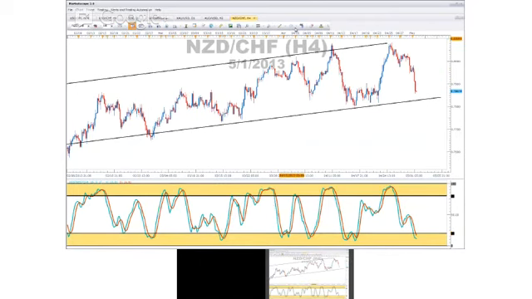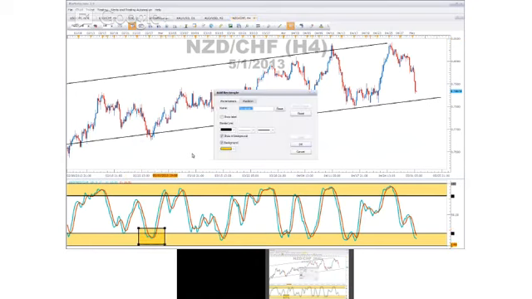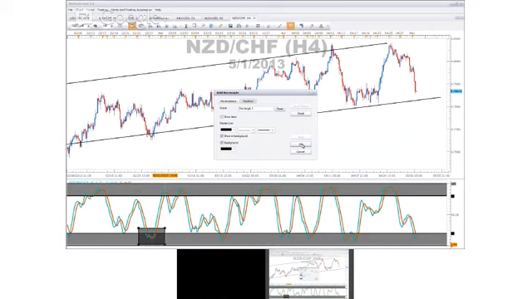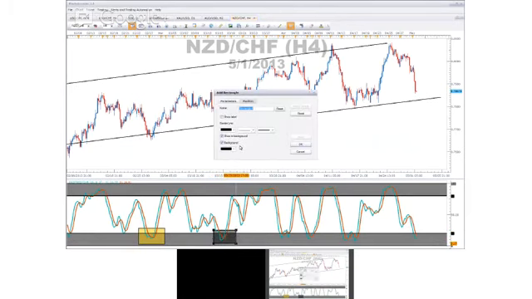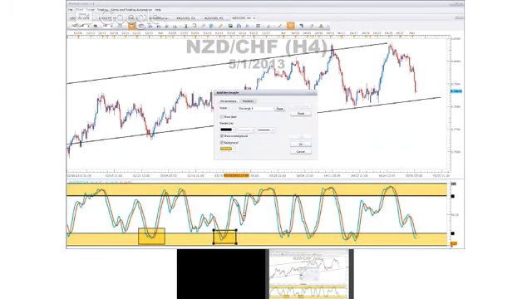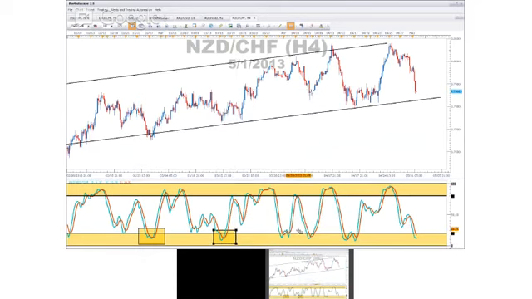In fact, let me just box them out for you. That might be a little bit more helpful. That's not what I wanted to do. Okay. Didn't work. Okay. So all that to say, you can see where I'm pointing to, but when we're at the bottom of the channel and we have stochastics crossing higher, that's quote-unquote our meat and potatoes. That's what we want to look at.